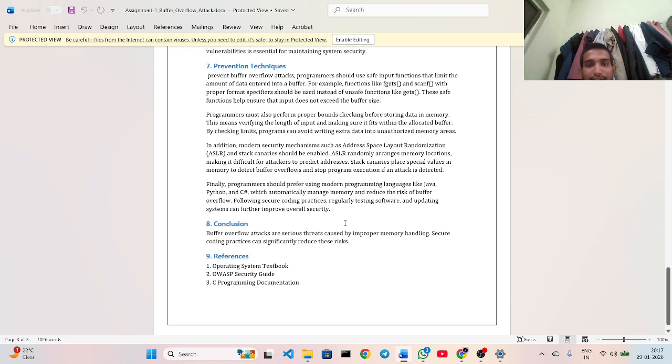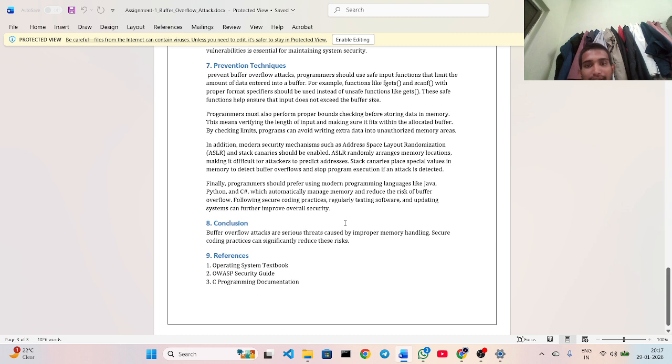In addition, modern security mechanisms such as address space layout randomization, ASLR, and stack canaries should be enabled. ASLR randomly arranges memory allocation, making it difficult for attackers to predict the addresses.